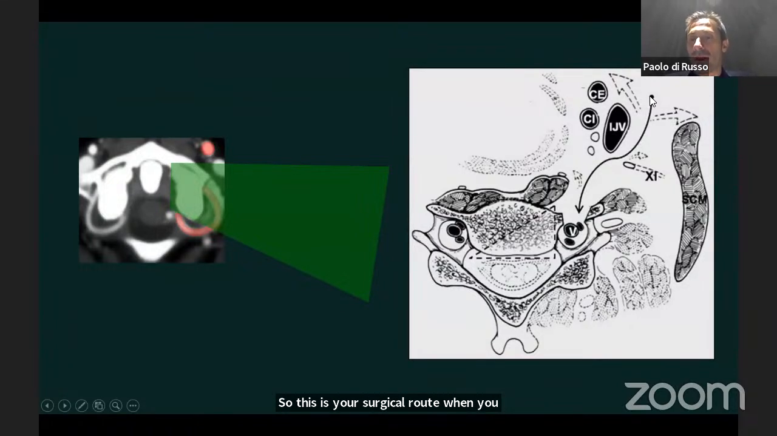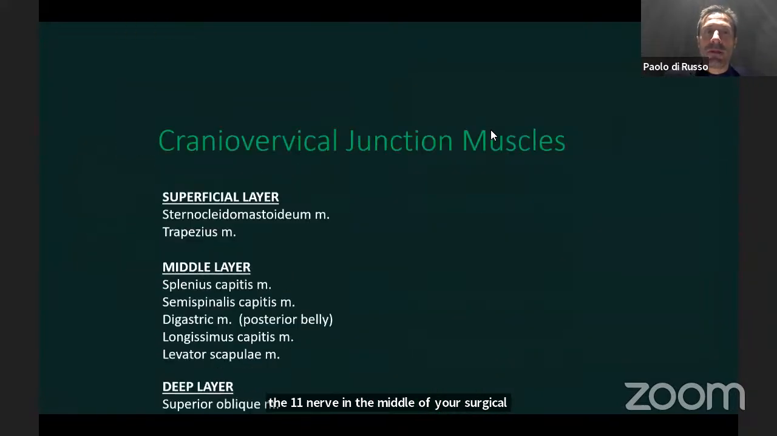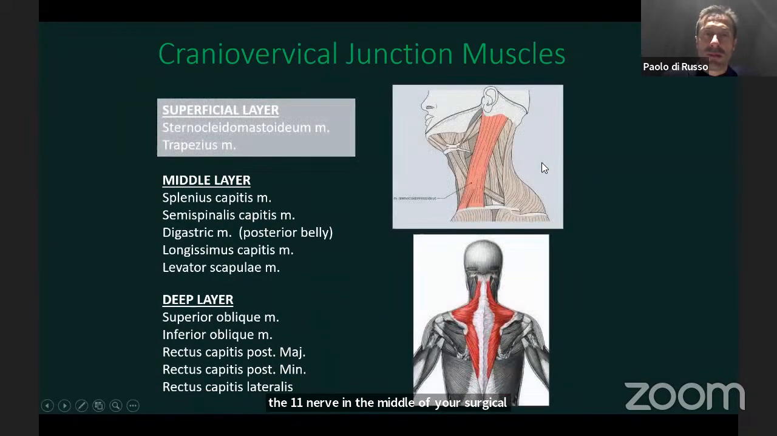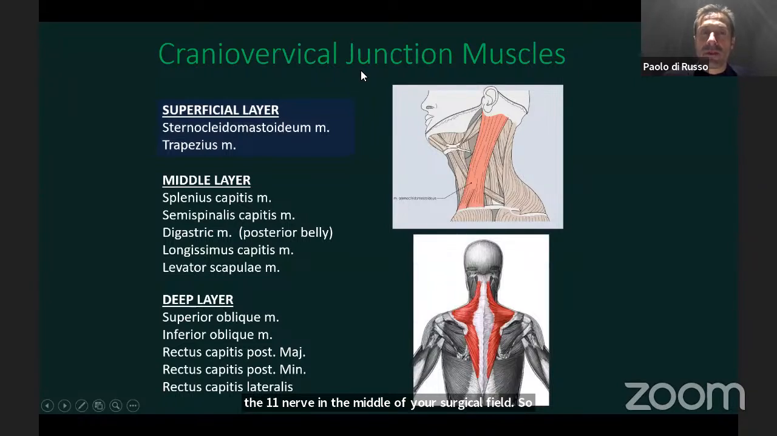So this is your surgical route when you do this kind of approach. You pass exactly in between the sternocleidomastoid muscle and the internal jugular vein. And you have your accessory nerve, the 11th nerve, in the middle of your surgical field. So let's see a little bit of surgical anatomy, just some cartoons to summarize the importance of the craniocervical junction muscles, and then we will see it on the cadaver.